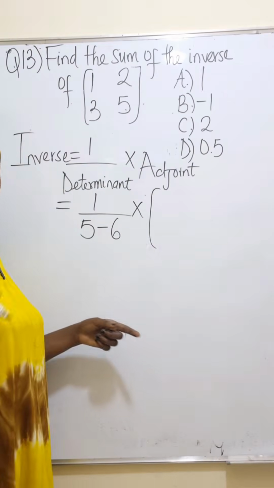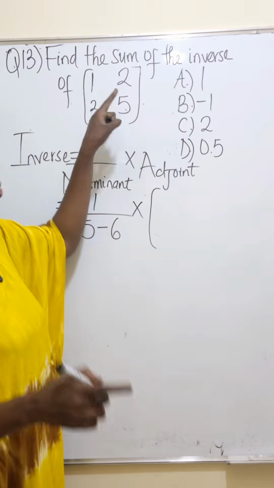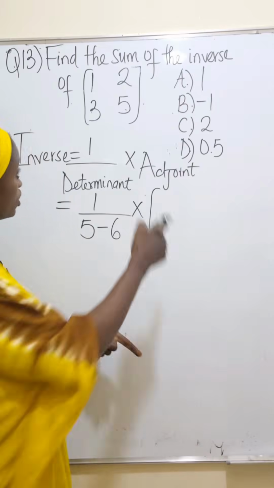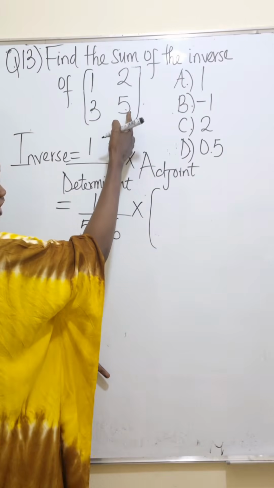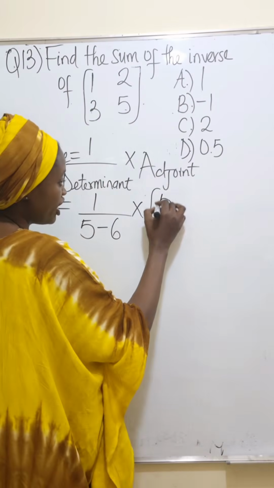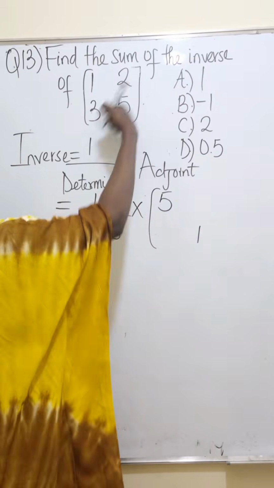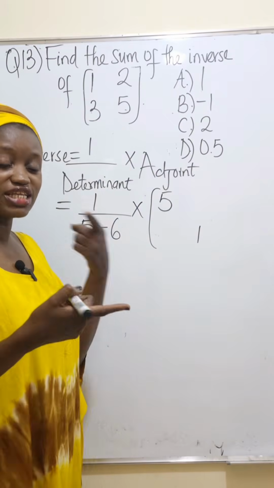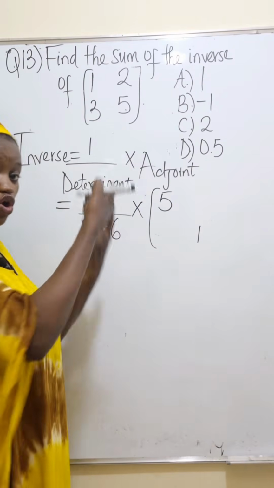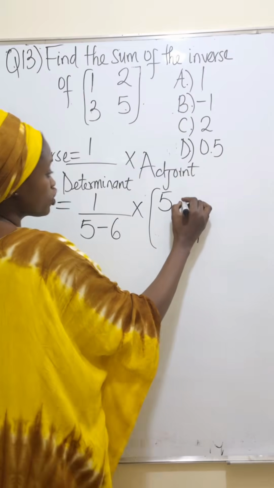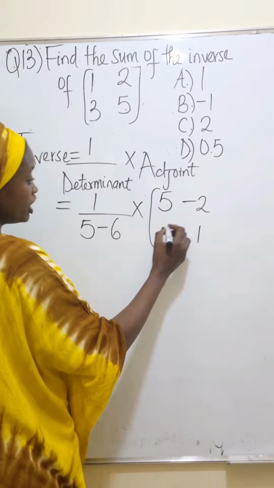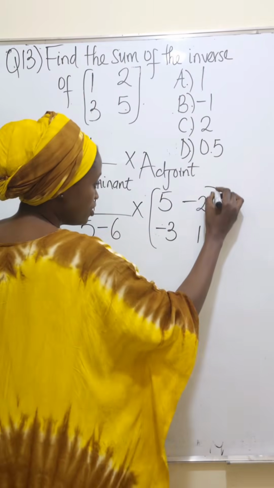To get the adjoint of the matrix, what we do is we switch the leading diagonal. The 1 becomes 5, the 5 becomes 1. So this is 5 and 1. Then we negate the other diagonal. Negating means we take the negative value of the other diagonal. So this 2 becomes minus 2. The 3 here becomes minus 3, right?